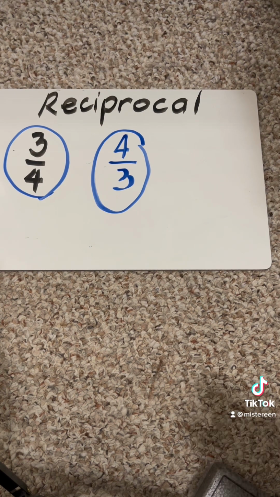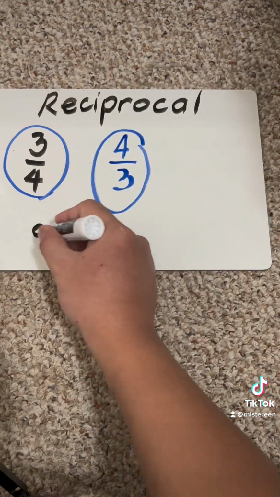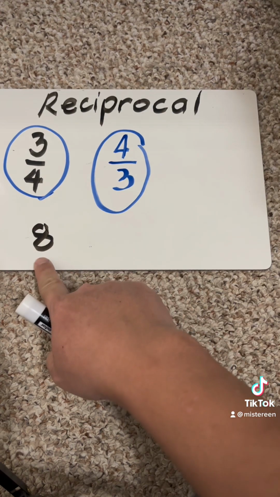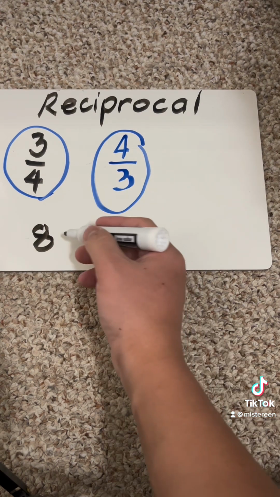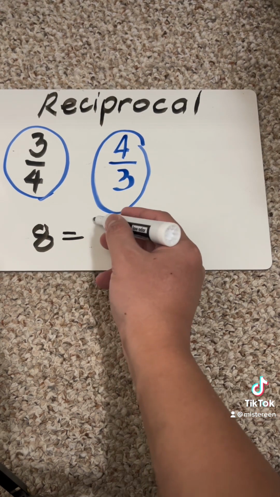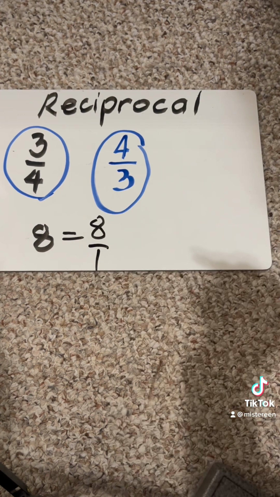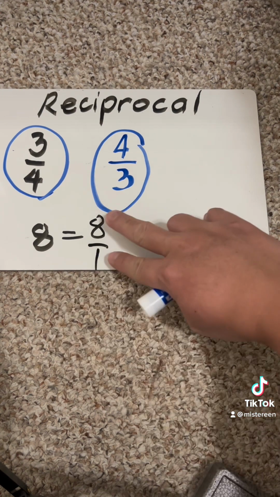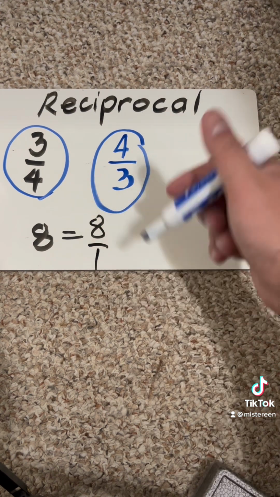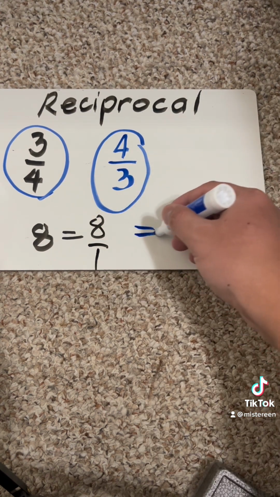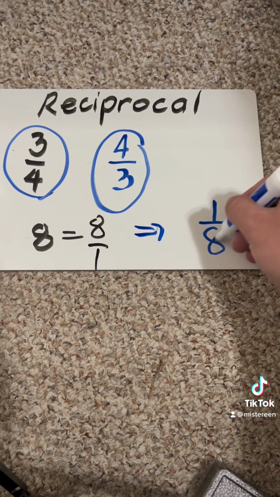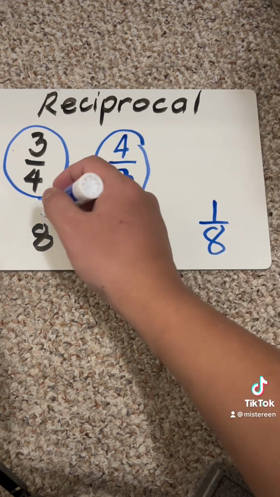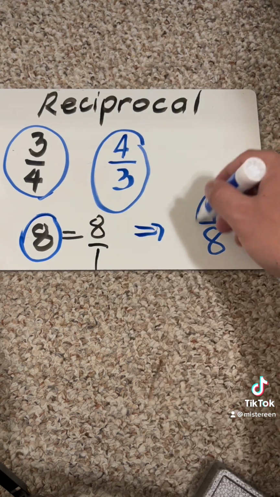If we have a number 8, for example, a whole number, you know that a number 8 can be written as 8 over 1. All right. So therefore, we can get the reciprocal of positive 8 by just flipping this 8 over 1. So that becomes 1 over 8. So the reciprocal of 8 is just 1 over 8.